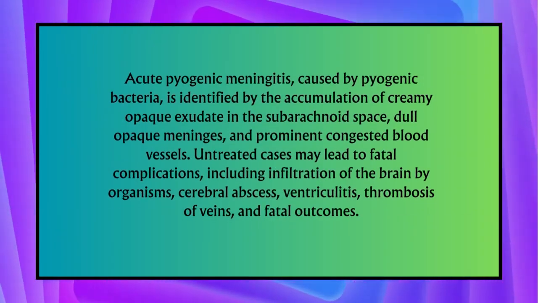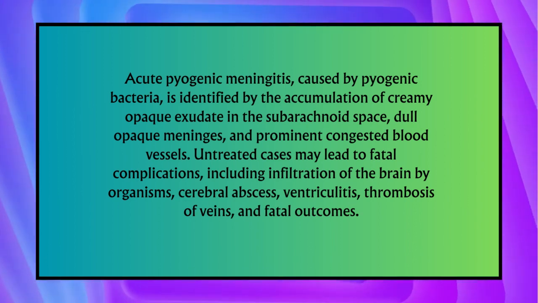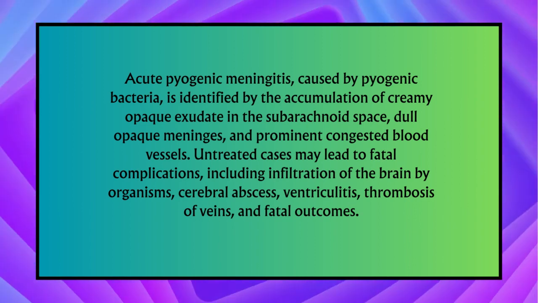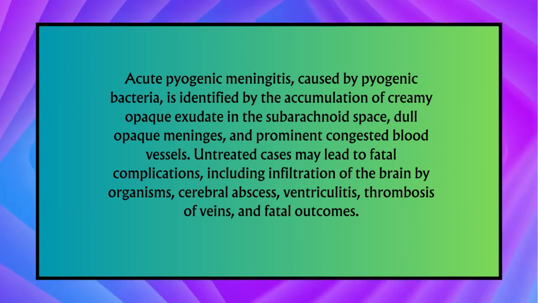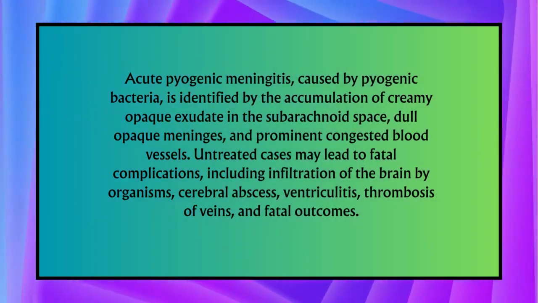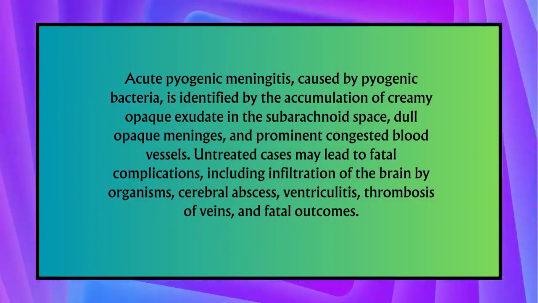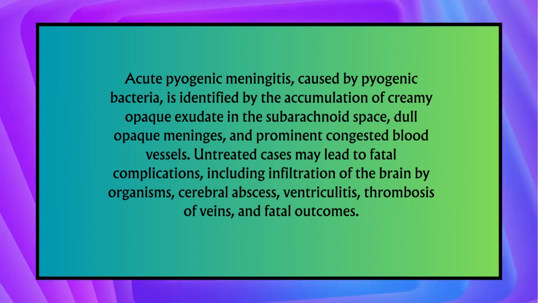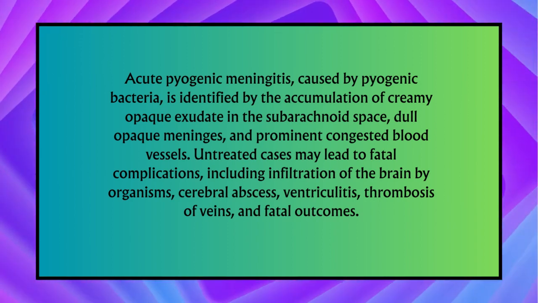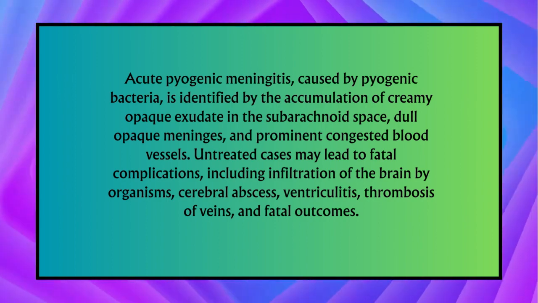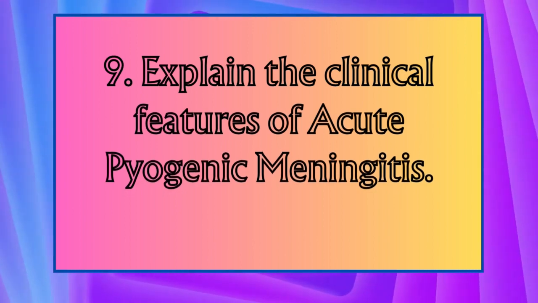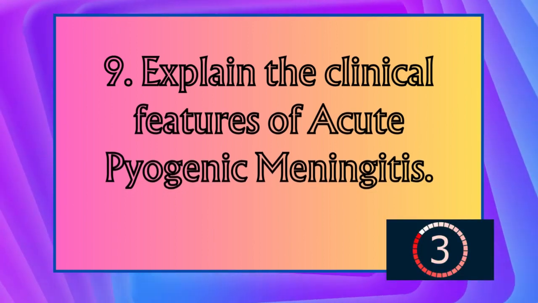8. Describe the characteristics and potential complications of acute pyogenic meningitis. Acute pyogenic meningitis, caused by pyogenic bacteria, is identified by the accumulation of creamy, opaque exudate in the subarachnoid space, dull, opaque meninges, and prominent congested blood vessels. Untreated cases may lead to fatal complications, including infiltration of the brain by organisms, cerebral abscess, ventriculitis, thrombosis of veins, and fatal outcomes.